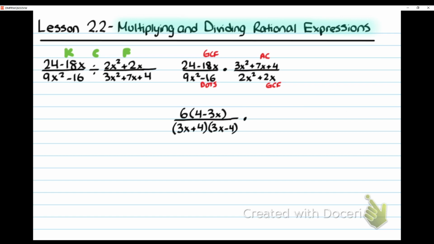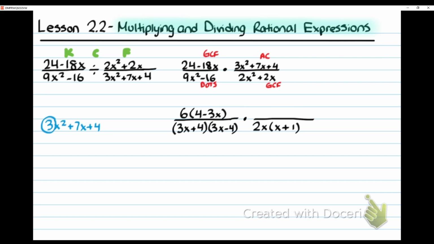I'm going to pause on the numerator for a second because that's going to take a little bit of work. The GCF of the denominator of the second fraction would be 2x, and you're left with x plus 1. All right, so the numerator I'm going to write off to the side. So we have 3x squared plus 7x plus 4.